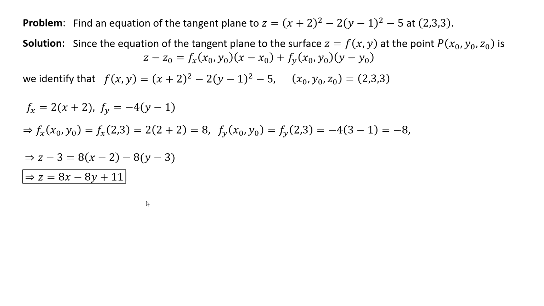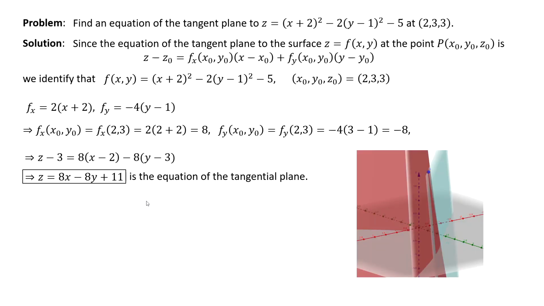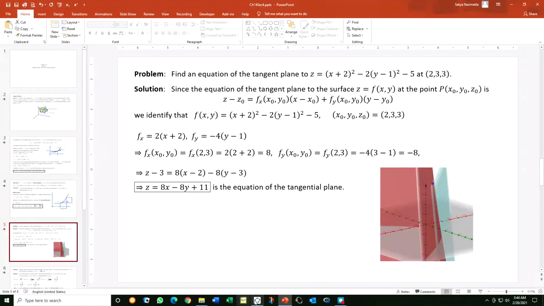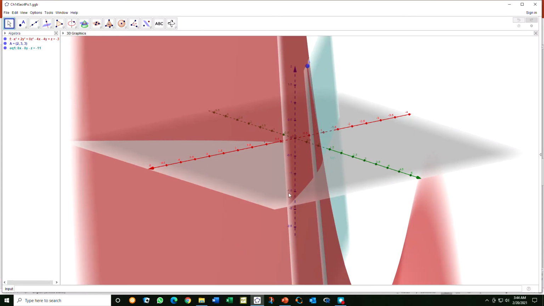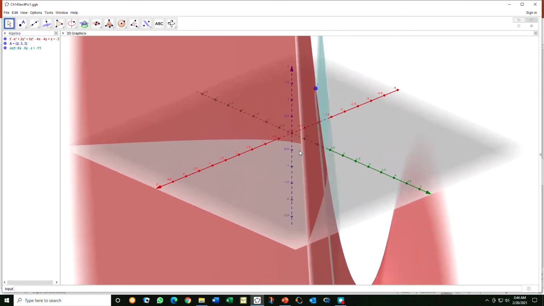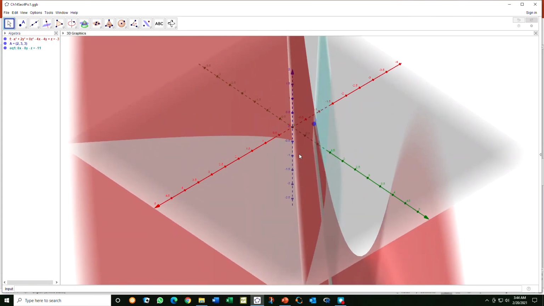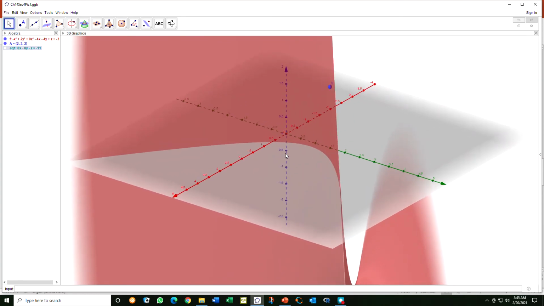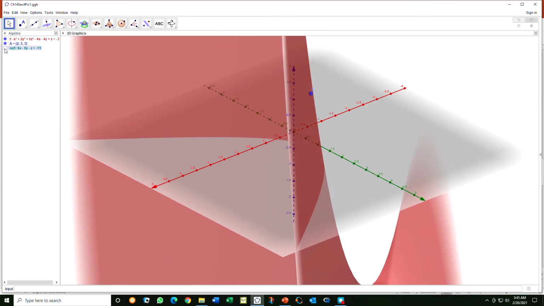I got tempted to try this out in GeoGebra. I wanted to see how it looks, and man, it's a bit of a mess. Yeah, that's kind of how it looks. I think I still have this open. Yeah, boy, isn't that confusing. So the red thing is the actual surface. It's a pretty complicated looking thing, and that green thing, that's the tangential plane. So if I turn that off, the point 2, 3, 3 is located there on the surface, and if I turn the tangent on, that's what it looks like.